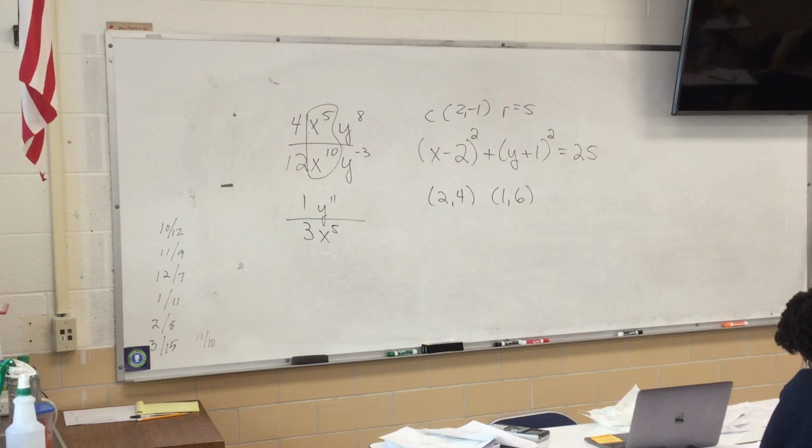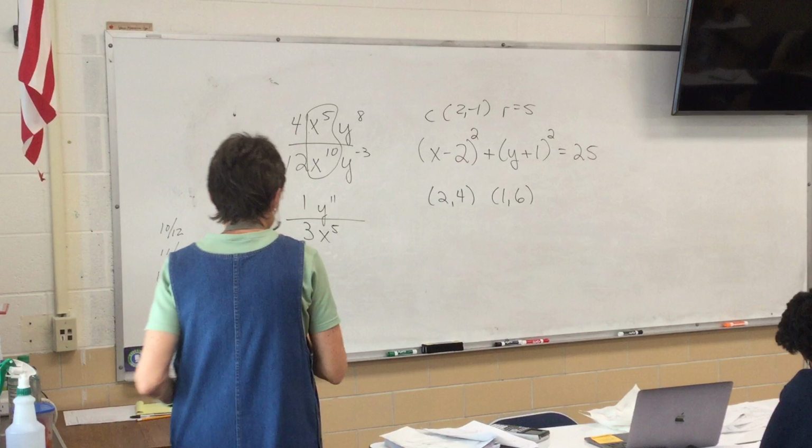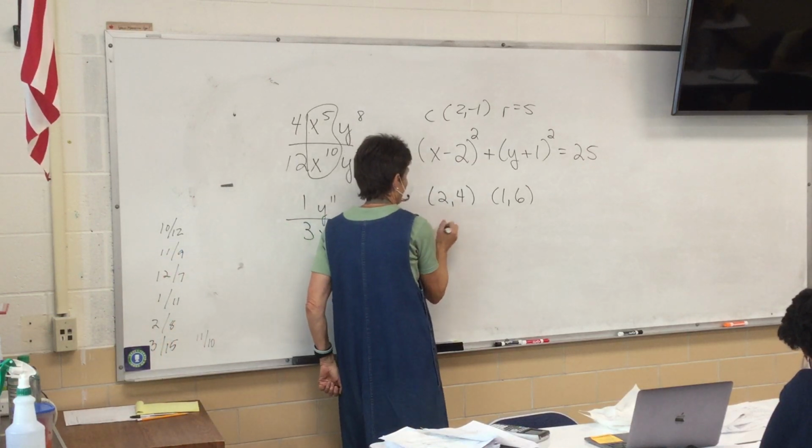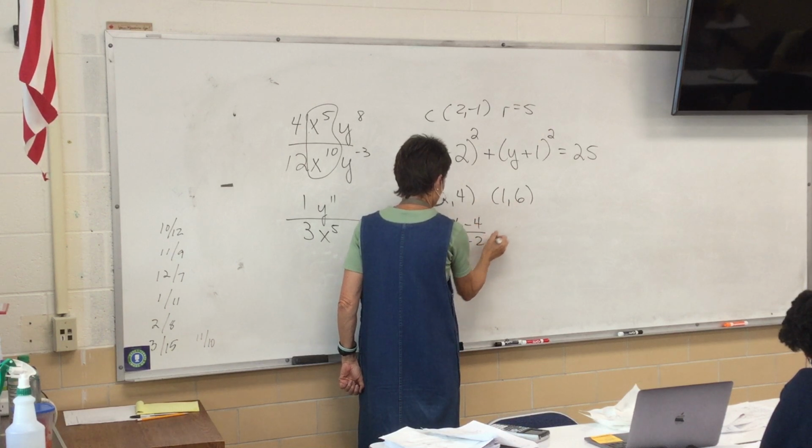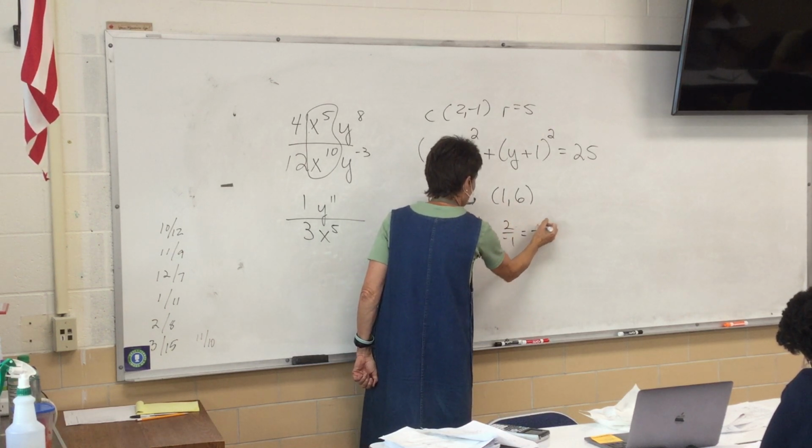So we're going to find the slope. What did you come up with? Did you get a slope? 6 minus 4 over 1 minus 2. So you got 2 over -1. -2 is my slope.